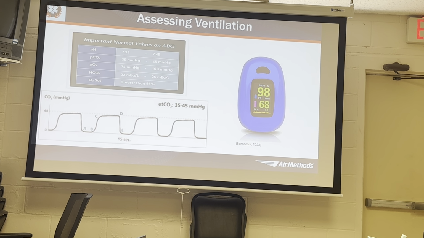But what if they're at 25? I'm probably hyperventilating them. They probably have way too much minute ventilation, so I'm taking away too much CO2 from them. Or maybe their end-tidal is 58. Well, now I'm probably underventilating them. So it's a huge guide, and it really can help you determine whether we're appropriately ventilating the patient, if we're meeting their metabolic demands or not.